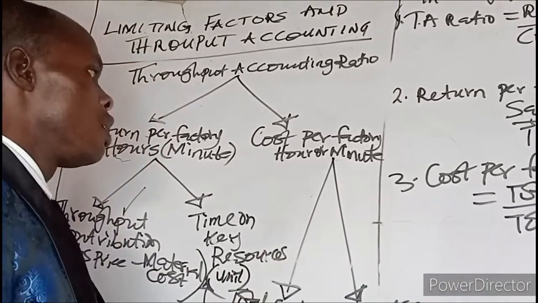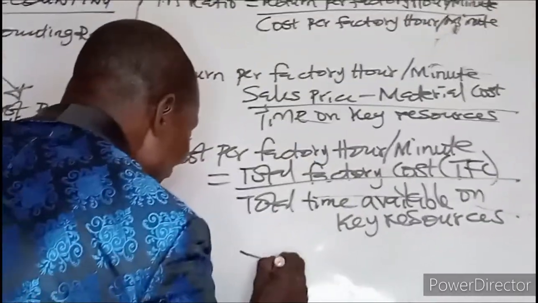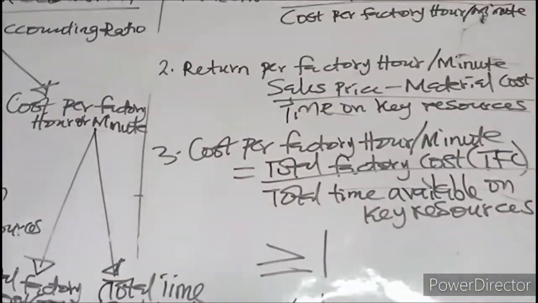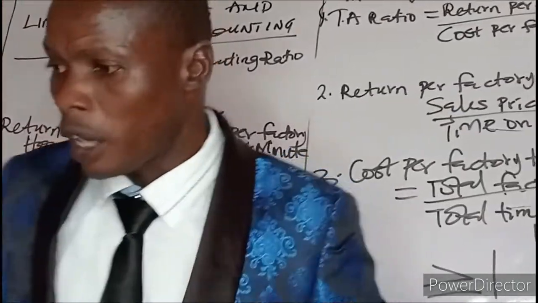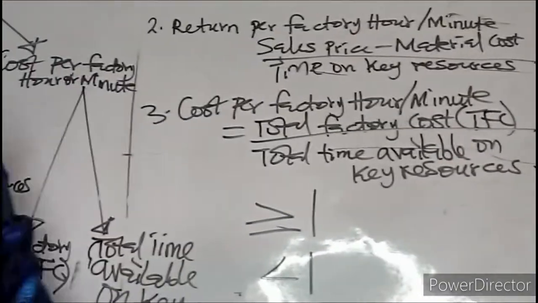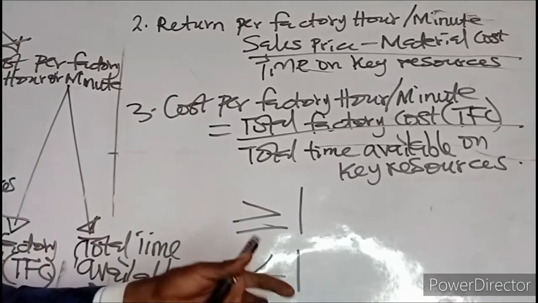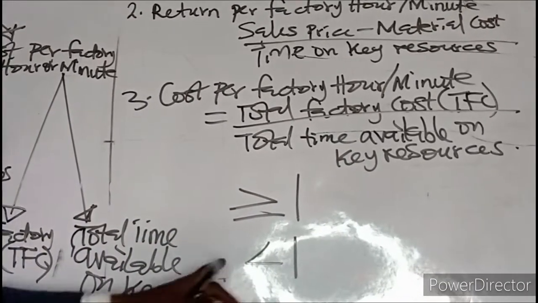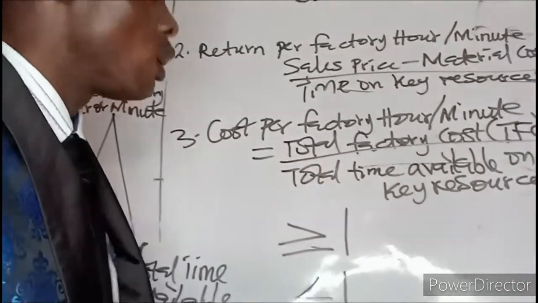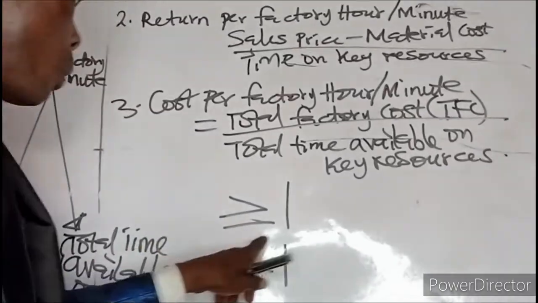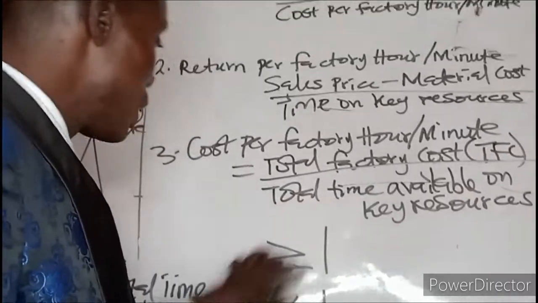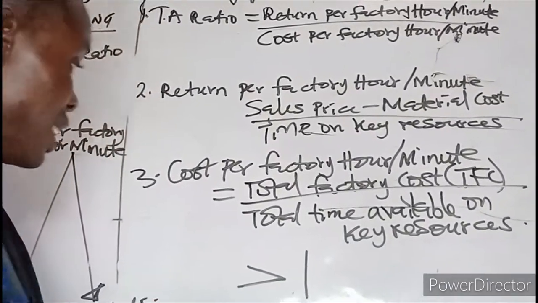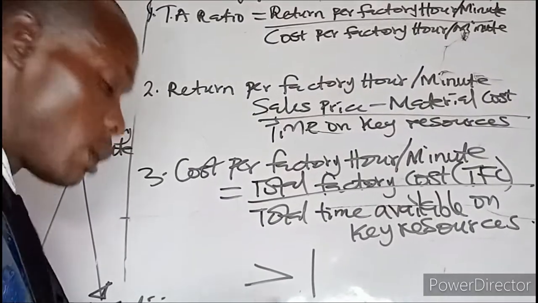But I want you to know that when you compute your throughput accounting ratio, it must be greater than or equal to 1. Where your throughput accounting ratio is less than 1, that means the product will be loss making. The company should consider withdrawing that product from the market. So you are expecting your throughput accounting ratio to be greater than or equal to 1. The product will break even if your throughput accounting ratio is exactly equal to 1. Where it is greater than 1, you are making a profit. And where it is less than 1, the product will be a loss-making one.